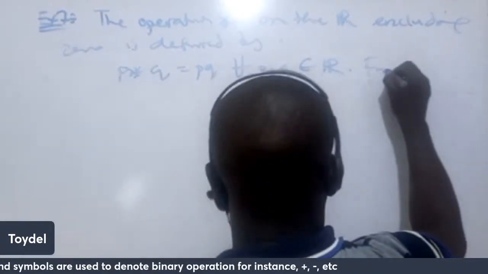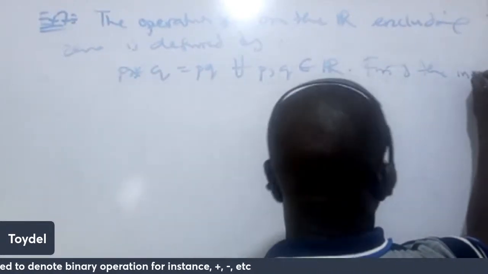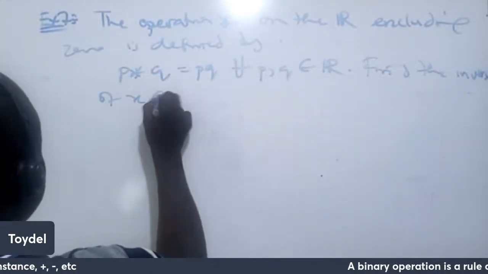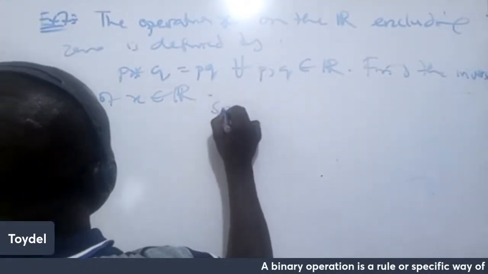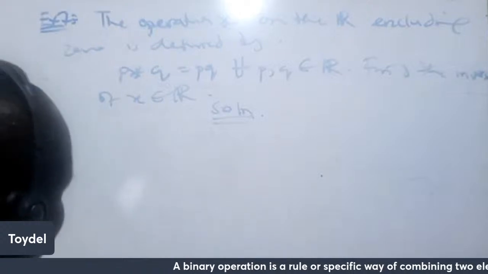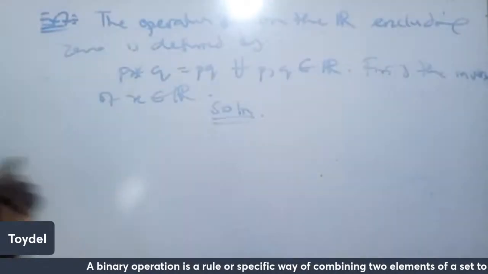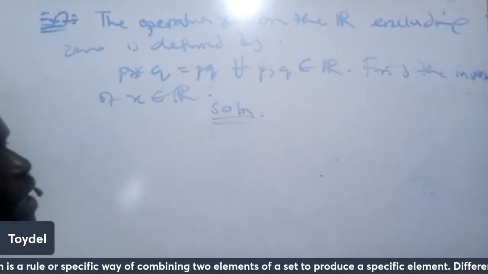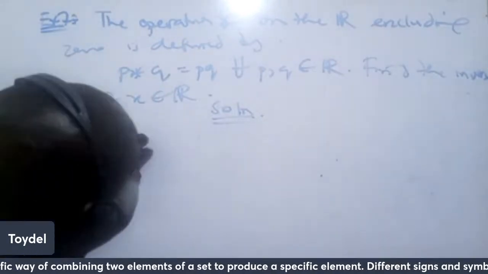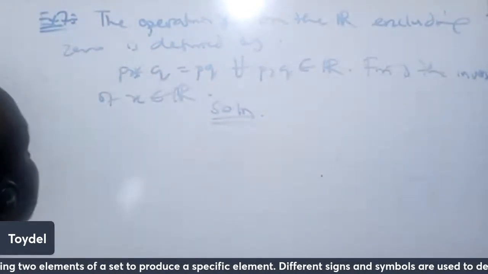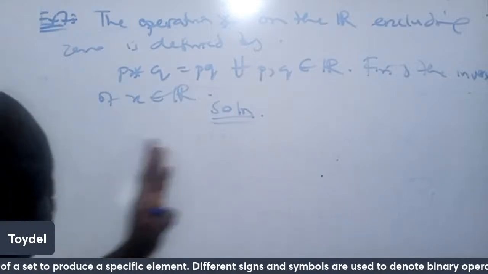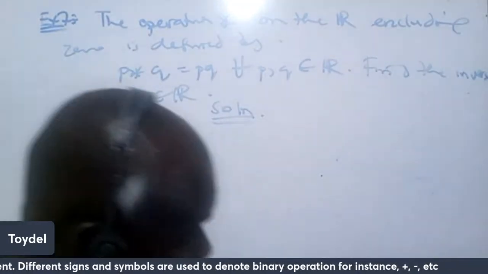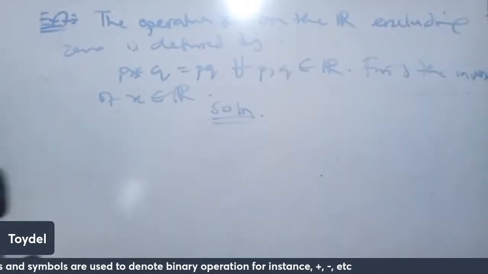So find the inverse of X that belongs to R. In this case, please note that under the inverse element, we cannot find the inverse element directly. We must first find the identity element. Even if the question, like this example 7, states that you should find the inverse element, you cannot get the inverse element directly. You must first find the identity element.